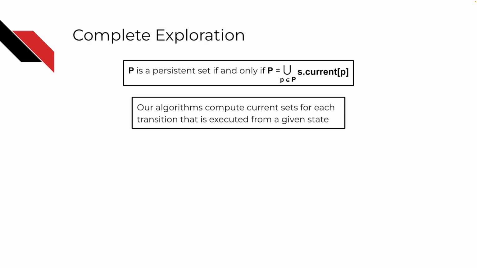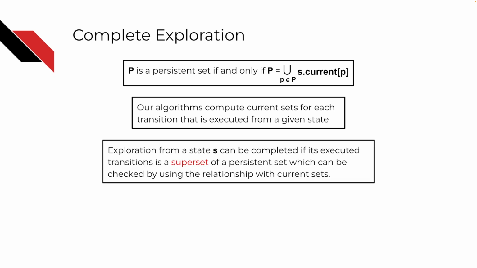So, how do our dynamic algorithms work? Our algorithms compute current sets for each transition that is executed from a given state. Each time the computation of some current set for some state S is completed, our algorithms check whether some set of current sets for S generates a persistent set. If a persistent set is found, then our algorithms conclude that exploration from S can be completed.